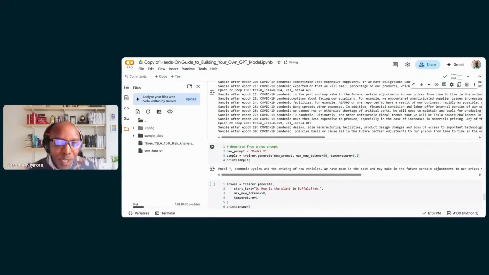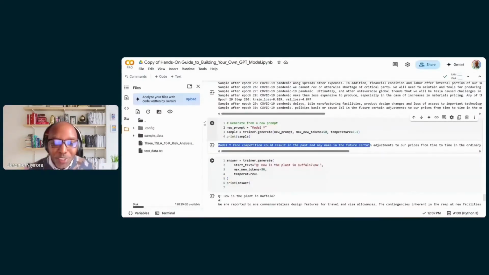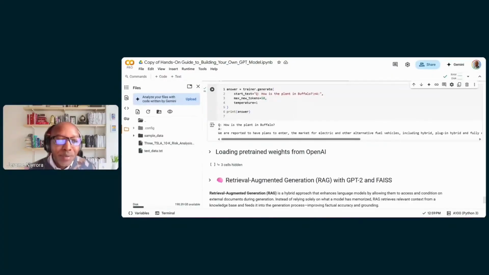For example, if I give the model Y as a prompt, let me see what it does. I say model Y face competition could result in the pass it may make. Someday, we only did 30 epochs. It's trying to predict the next word, but you can see from the results, it's not as coherent as you want it. I also tried something like this, how is the planting buffalo? That's what was one of the things mentioned in the reports. When you do this, you say we are reported to have plans to enter the market election. You kind of start to answer based on the context you gave it. Obviously, this is not a fully trained model, but you can see the text being generated just by this simple model after 30 epochs and 1 minute seems to be making sense.